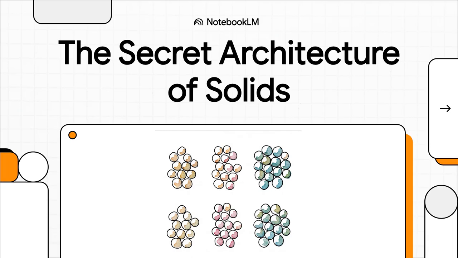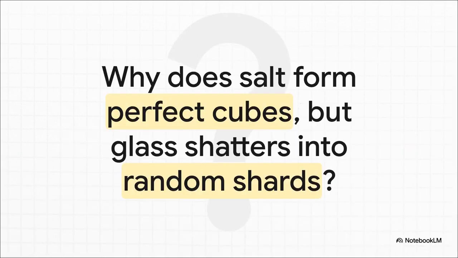Ever wonder what makes a diamond the hardest thing on Earth, or why a copper wire conducts electricity so well? Well, the answers aren't what you see on the outside. They're hidden deep inside in the secret architecture of solids. So let's dive into this hidden world, because it's this internal structure that defines pretty much everything about the solid world around us.